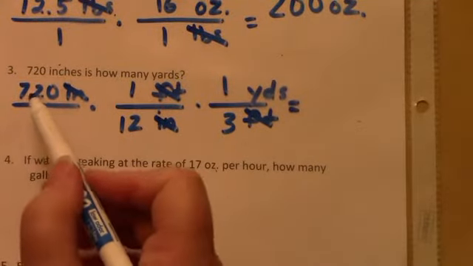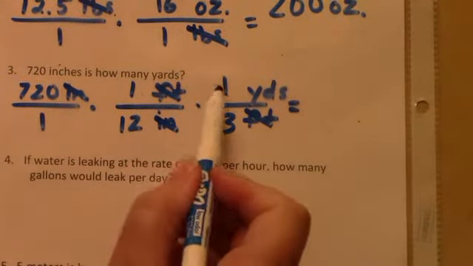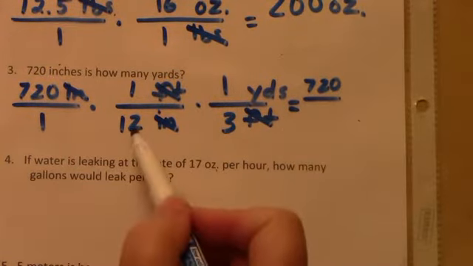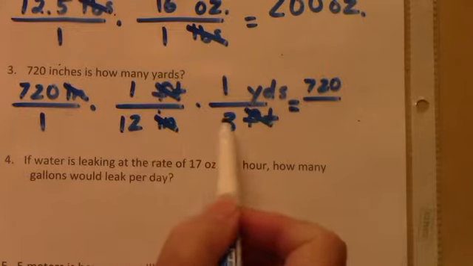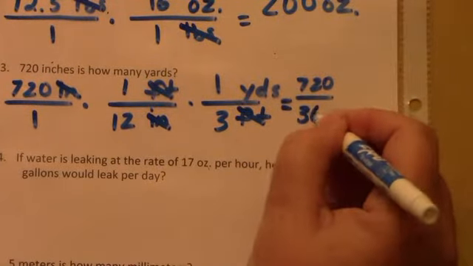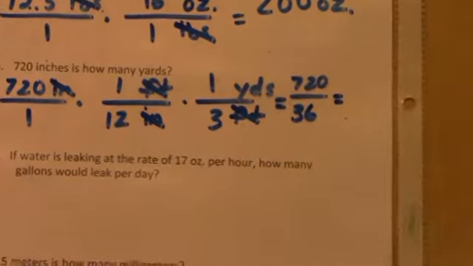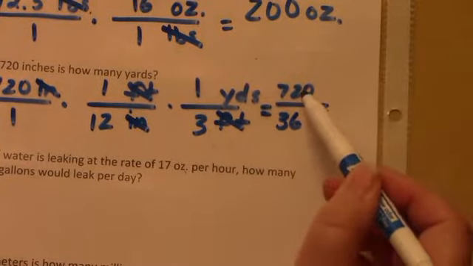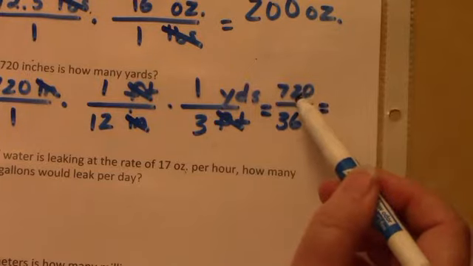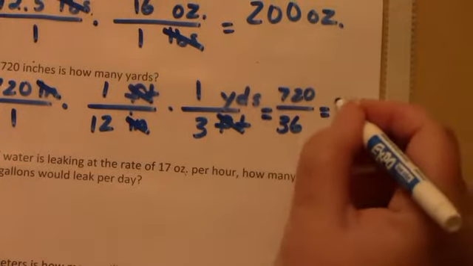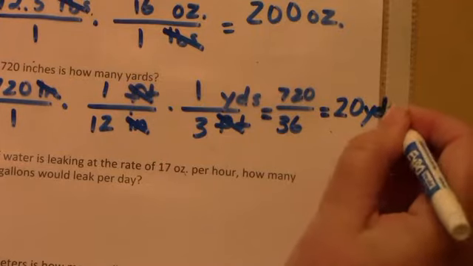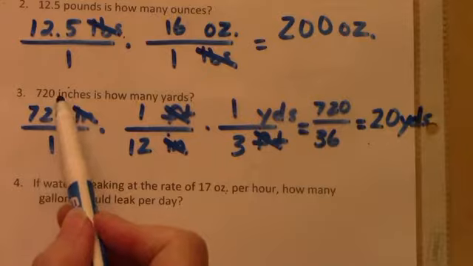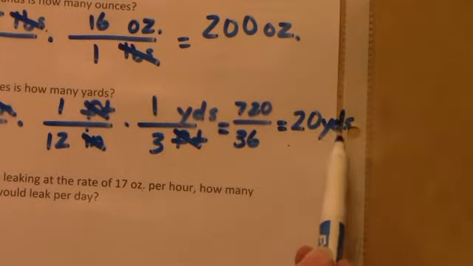the math. 720 times 1 times 1 is 720. 1 times 12 is 12. 12 times 3 is 36. Let's reduce this. I know that 36 goes into 72 2 times, and let's put a 0 after it. That means our answer is 20 yards. 720 inches equals 20 yards.